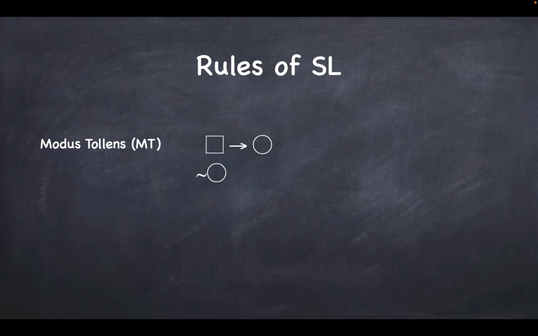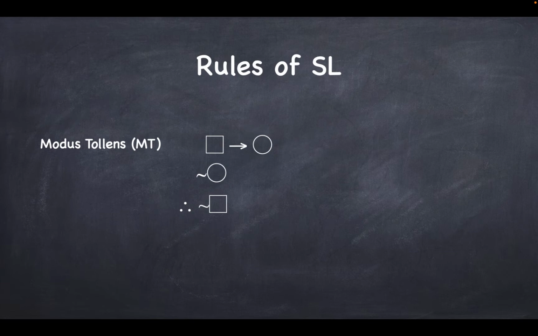I love modus tollens. I don't know why, I just always have. I like it a lot better than modus ponens. It just feels right to me. If box, then circle, it's not the case that circle. What can you conclude? Therefore what? Therefore not box. How come? How can we infer that? Why does that follow?